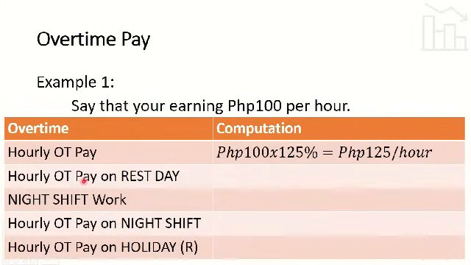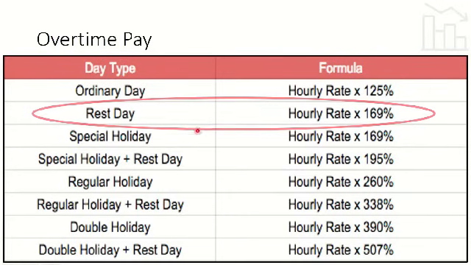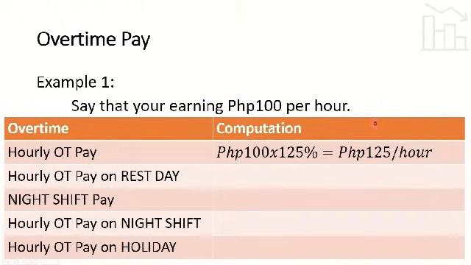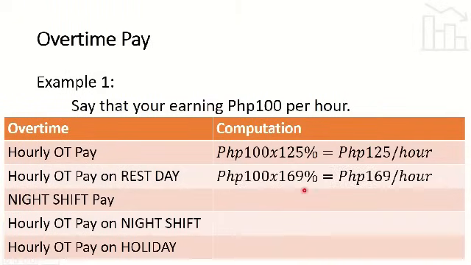Okay, then overtime pay during rest day. Ang ating overtime pay during rest day ay 169%. So, we will multiply it by 169%. Kung 100 pesos per hour siya times 169%, that will be 169 pesos per hour. Nagkataon lang kasi 100 yung ating rate per hour, kaya madaling mag-multiply.